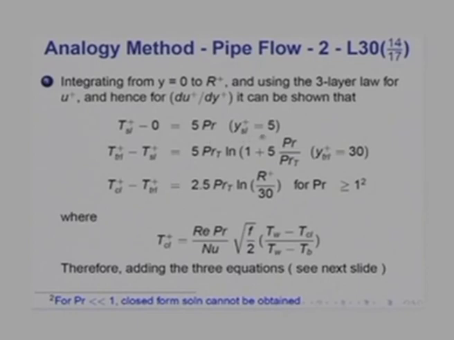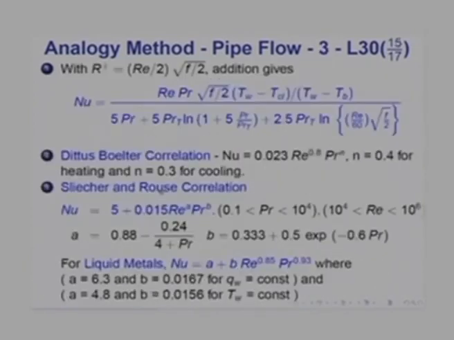T sublayer plus minus 0 is equal to that as before. Everything is as before for an external boundary layer, and the transitional layer would give you 2.5 Prandtl T ln of R plus by 30, again for Prandtl greater than or equal to 1, but gases can also be included, which is very close to 1. So, before adding, of course, T CL plus by definition is Reynolds Prandtl over Nu, which we showed on the previous slide. If I equate this to the summation of the 3, I would get the expression for the Nusselt number, where R plus is now expressed as Re by 2 under root f by 2, and therefore Nusselt number would become Re Prandtl f by 2 (T wall minus T CL) over (T wall minus T bulk) divided by the entire quantity here, and this will be the second expression we have got now for representing the Nusselt number.